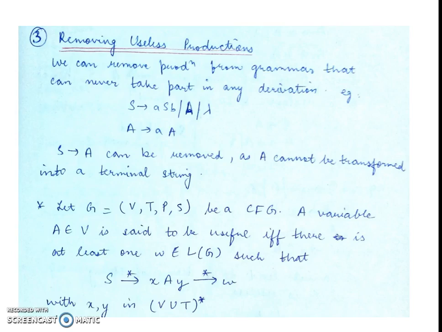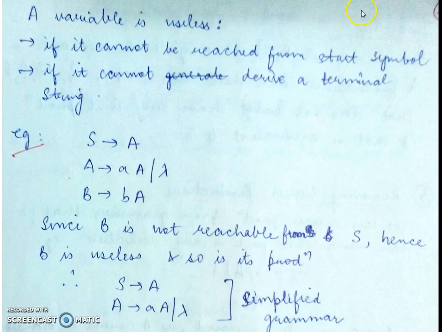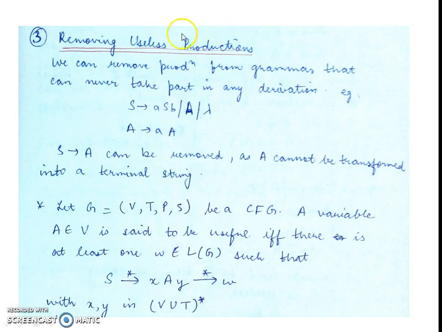The last production is useless production. We can remove useless production. Now what is useless production? First of all, any production that cannot generate a terminal string or is not reachable from the starting symbol is useless. Consider this example first. S implies ASB slash A slash lambda.